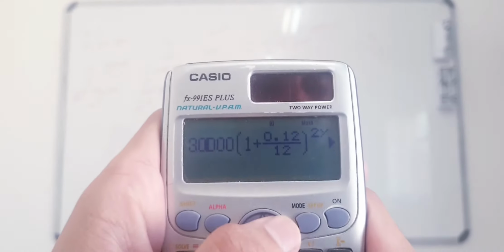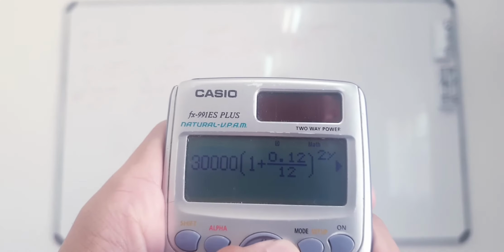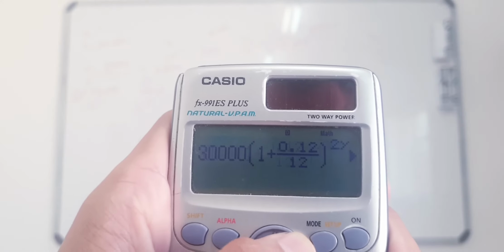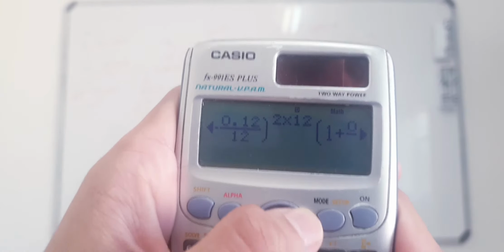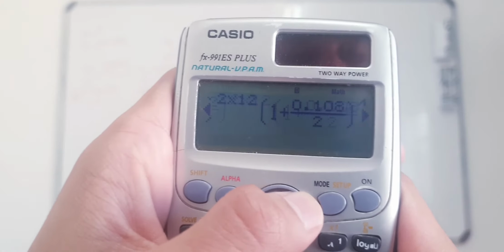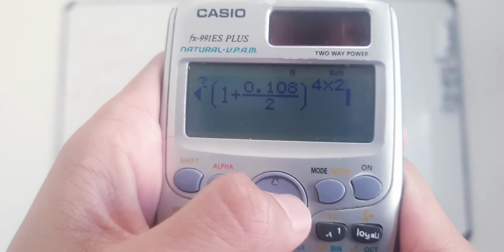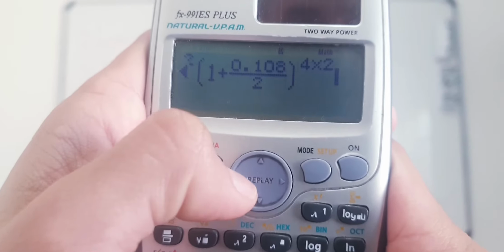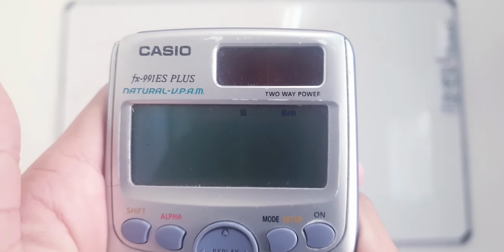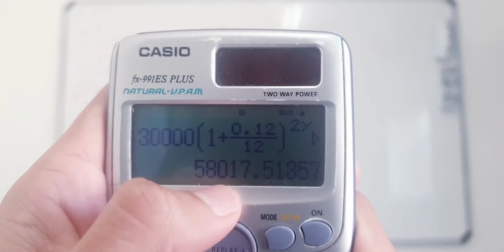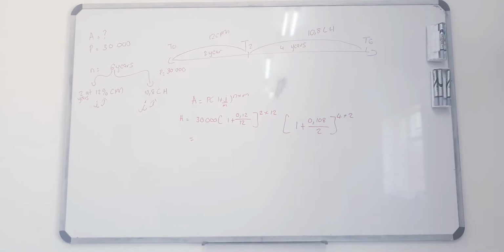And then you can just double check it like that there, 30,000 into 1 plus 0.12 over 12, to the power of 2 multiplied by 12. See, no plus and minus sign between the brackets. Why? That's just the normal interest rate change. And then you can basically press equals to, and your answer will be 58,017, right?